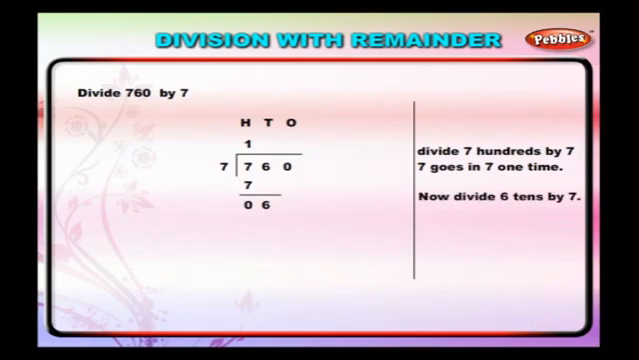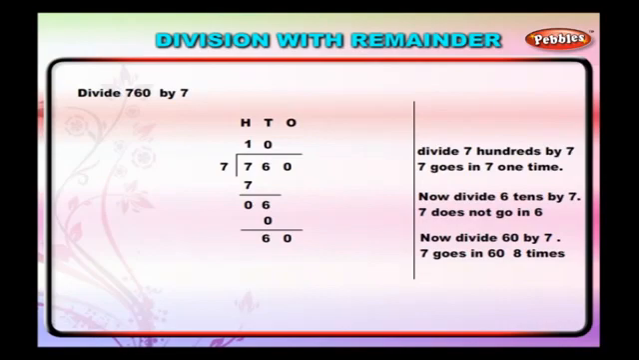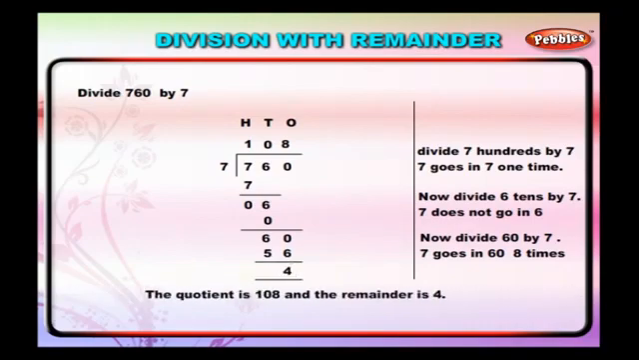Now divide 6 tens by 7. 7 does not go into 6. So, write 0 in the tens place of quotient and bring 0 ones down. Now divide 60 by 7. 7 goes into 60 8 times. Write 56 below 60. The remainder is 4. The quotient is 108 and the remainder is 4.